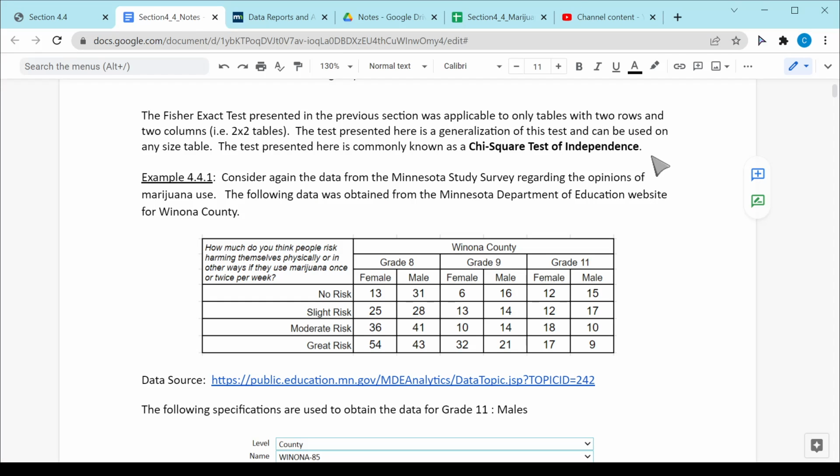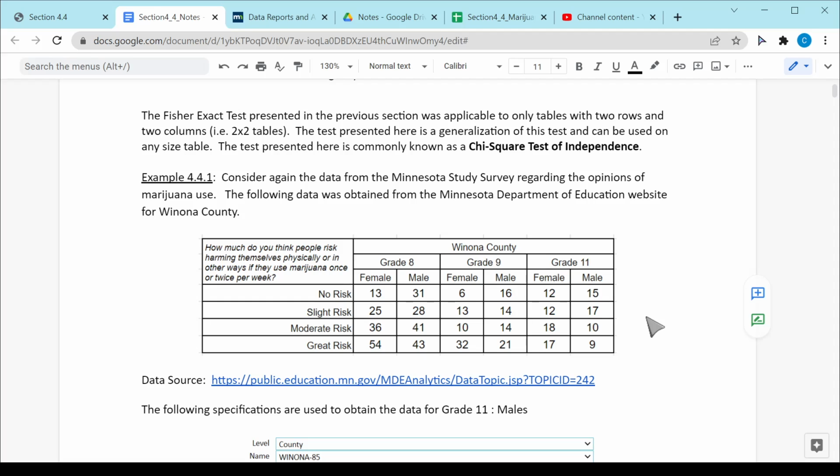So a chi-square test of independence is going to give me a p-value, where that p-value is going to help me understand whether or not a relationship or an association exists for these tables that we've been looking at.